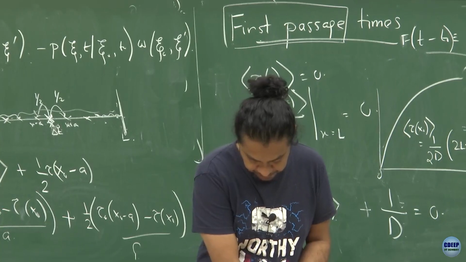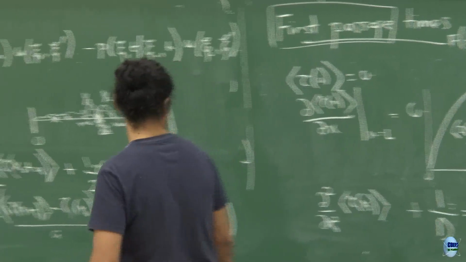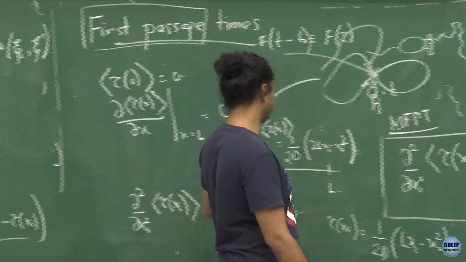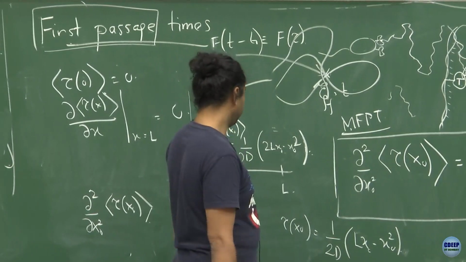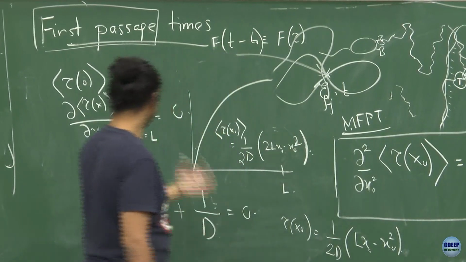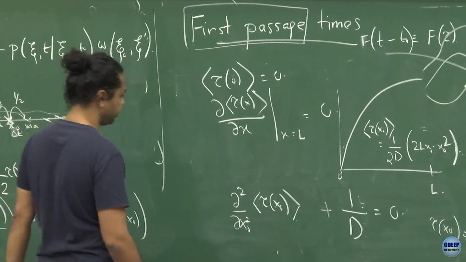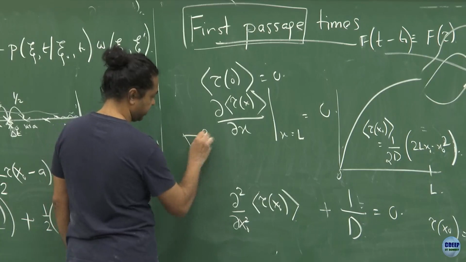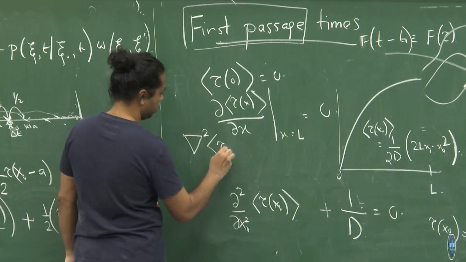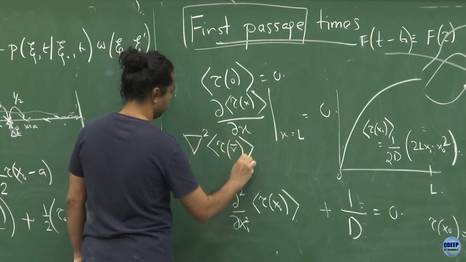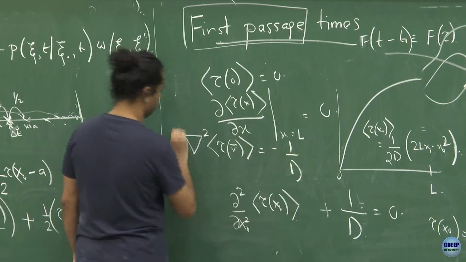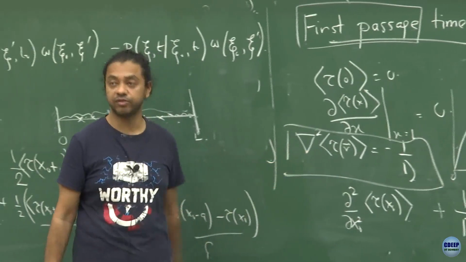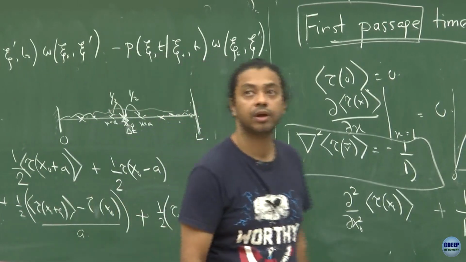All right. And again, this sort of mean time, I worked it out for 1D, but you can generalize it to any dimension. And again, just like you would expect from the diffusion equation, the generalization is that the Laplacian of this mean time is equal to minus 1 by d. Instead of just del 2 by del x2, it's just the Laplacian equal to minus 1 by d. All right.